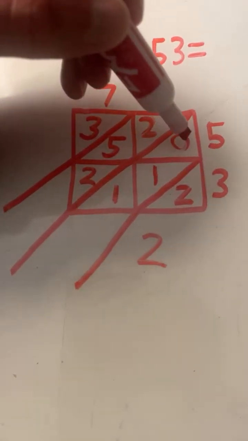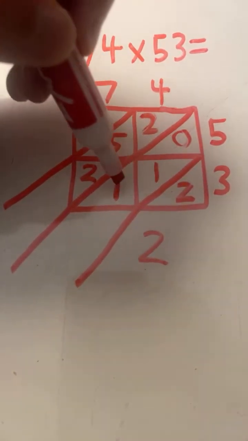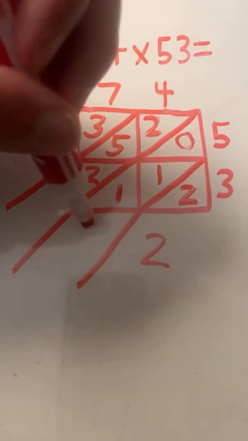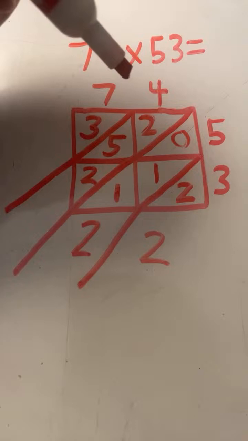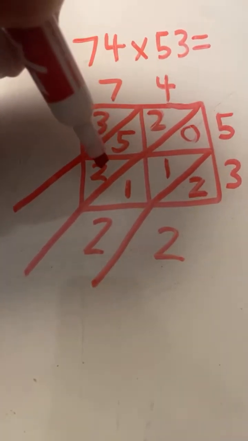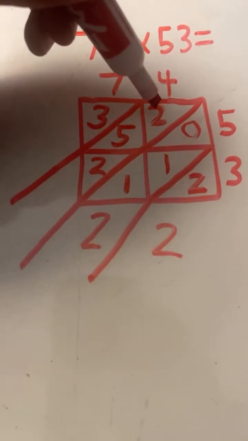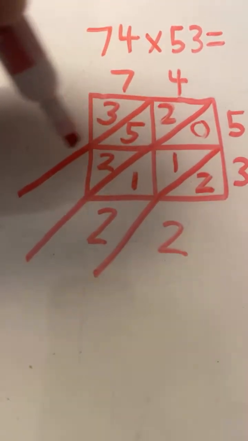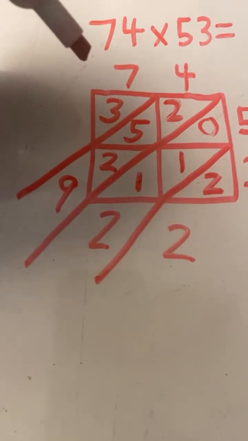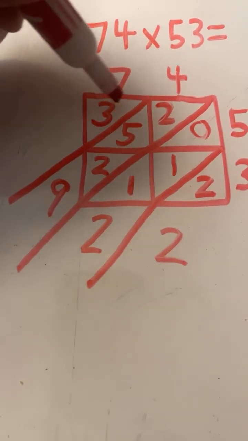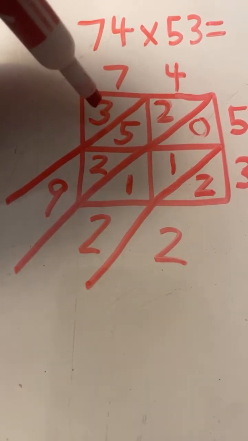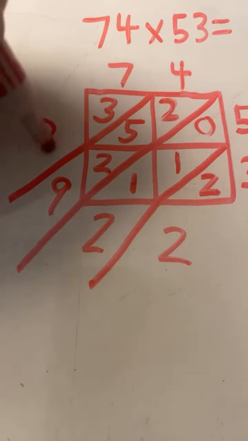Now in between these two diagonal lines, we have a 0 and a 1 and a 1. 0 plus 1 equals 1. Plus 1 equals 2 again. Then in between these two diagonal lines, we have 2, 5, and 2. 2 plus 5 equals 7, plus 2 equals 9. And then for this diagonal line, the only number within the square is 3, so we're going to have a 3 here.